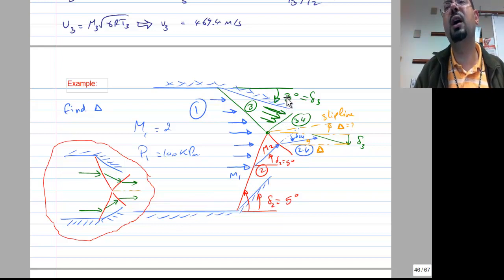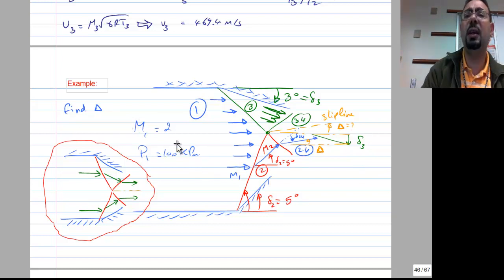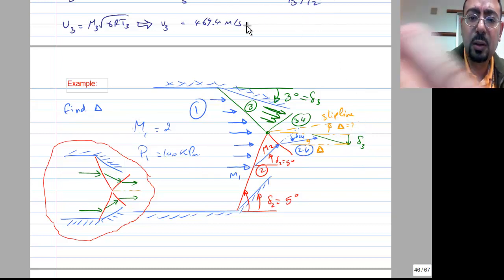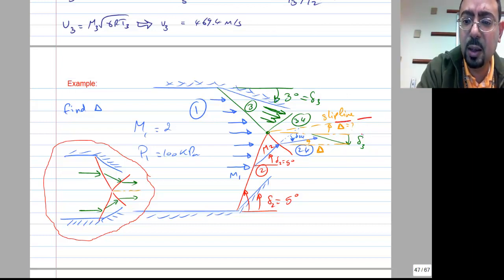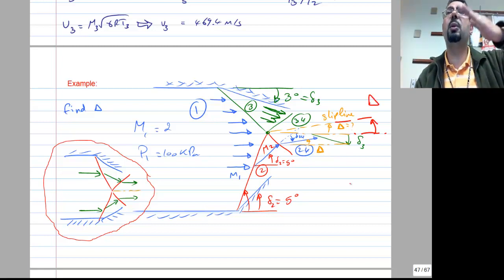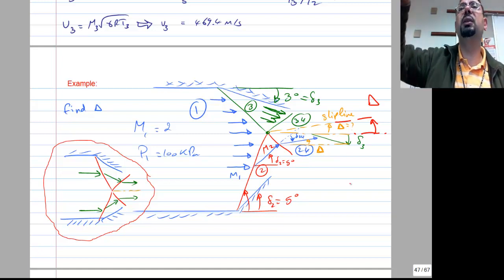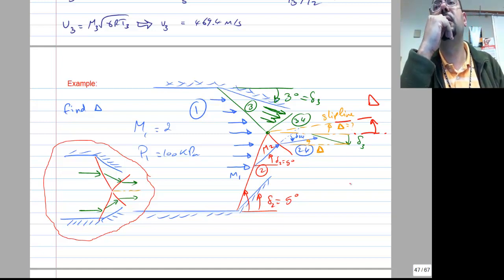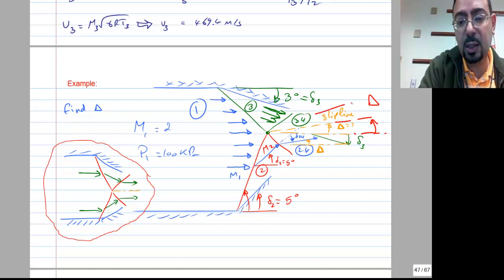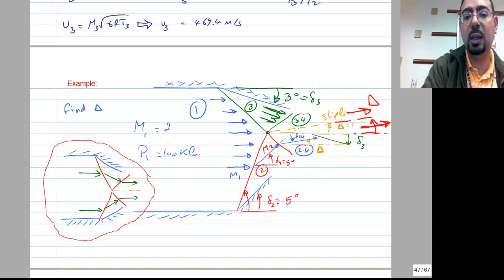But if we call this one 3 and this one 5, delta 3 and delta 5, Mach 1 equal 2, P1 100 kilopascal, and required is this one. This capital delta is the angle of the slip line. Do you see this? This is the slip line, and the slip line is making capital delta with the horizontal. He's basically asking, what's the angle of that slip line? Is it going up 1 degree, or 2 degrees, or what exactly? Note that on top of that slip line, there is one flow moving in this direction, and at the bottom of that slip line, there is another flow moving in the same direction.